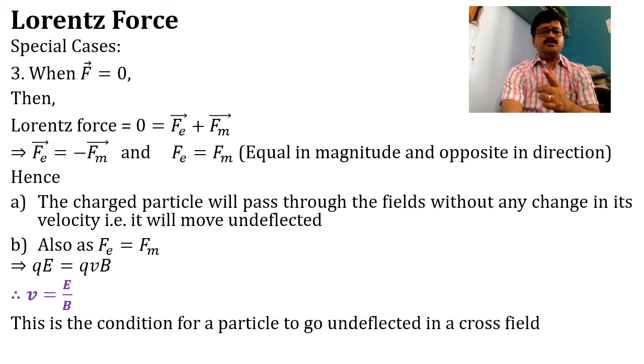Suppose you want to send a particle undeflected through a cross field, in the sense through a combination of electric and magnetic field. If you want to send a particle undeflected, then keep its velocity equal to ratio of magnitude of electric field and magnitude of magnetic field. So this is one important thing that you must remember. I hope this particular part is clear to you all. Now let's proceed to our next part.